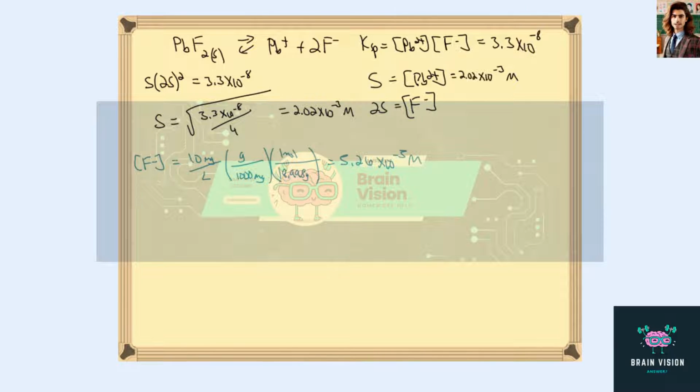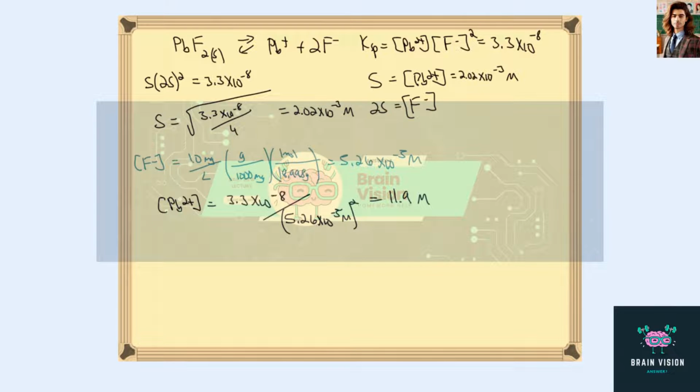Now knowing this, to solve for the lead concentration, we just plug in our fluoride. Forgot to square that up here. We plug in our fluoride and we solve for lead. So the lead concentration is going to be equal to 3.3 times 10 to the negative 8 divided by the fluoride concentration, 5.26 times 10 to the negative 5 molar squared. And we end up with some ridiculous value that doesn't even make any sense, 11.9 molar.